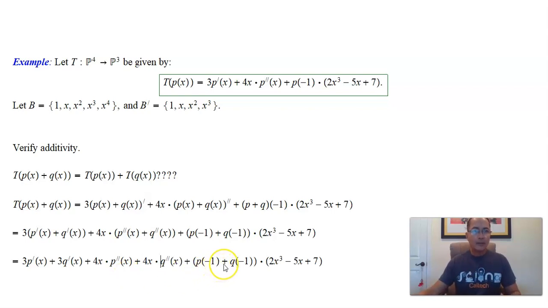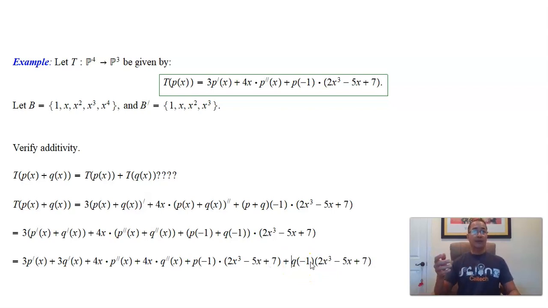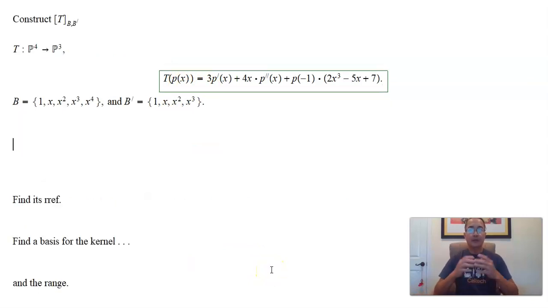Okay, what about over here? We can distribute that product. So we have P at -1 times that cubic plus Q of -1 times that cubic. I have an extra plus over there. Okay, and of course we can see that if you put the terms with P's together, you get T of P of x. And if you put the terms with Q's together, then you get T of Q of x. All right, so we will leave the homogeneity part to you.